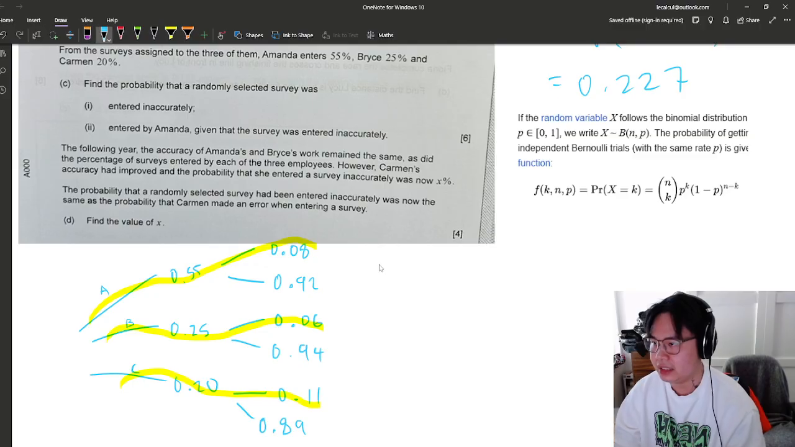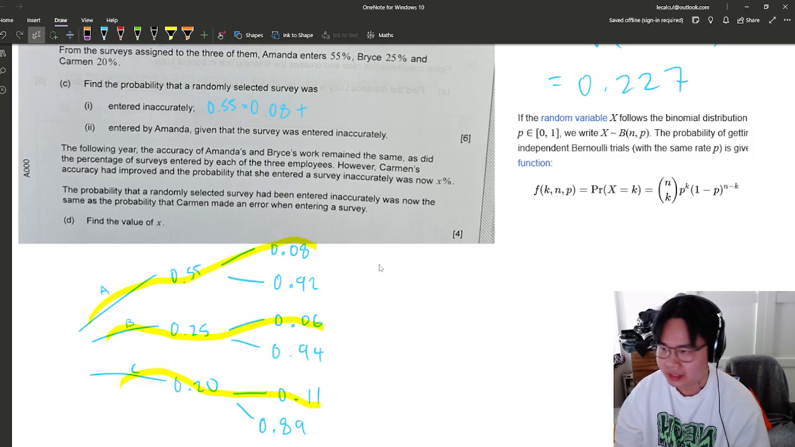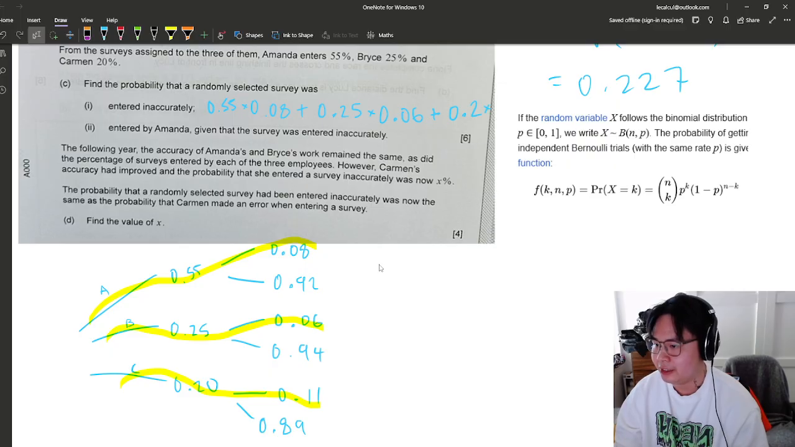So that's 0.55 times 0.08 plus, so that's Amanda adding it inaccurately, plus Bryce adding this inaccurately, plus Carmen adding it inaccurately.